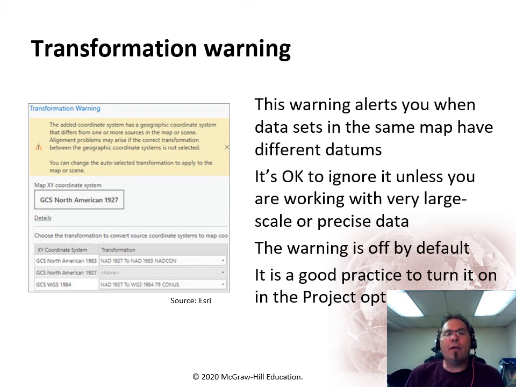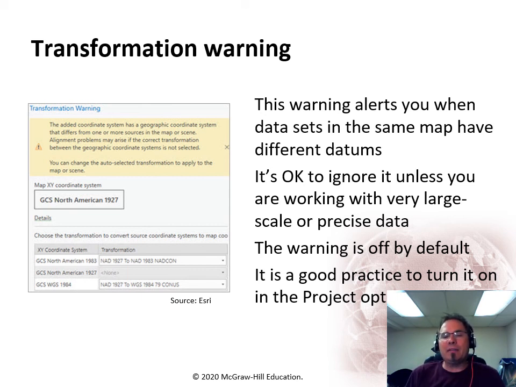All right, so if you get this transformation warning, it alerts you when data is set up in different datums. So what do I mean by that? When you add data to a map, the map assumes that coordinate system. And that's a big rule. That's something you want to know. I call it one of the cardinal rules of GIS.